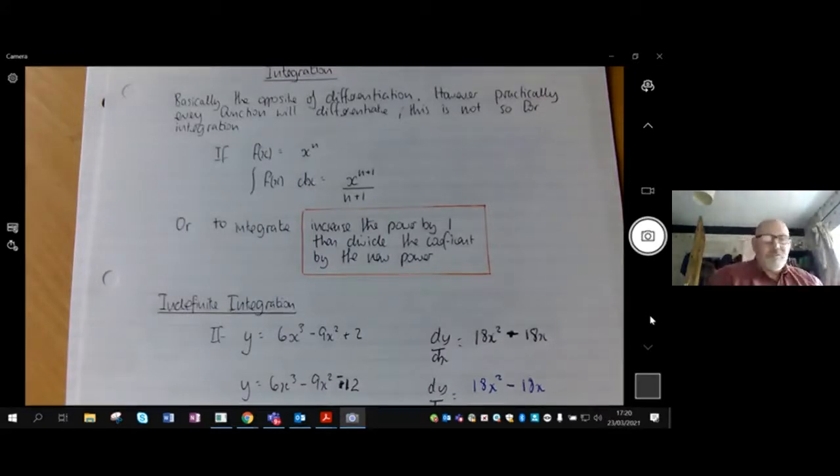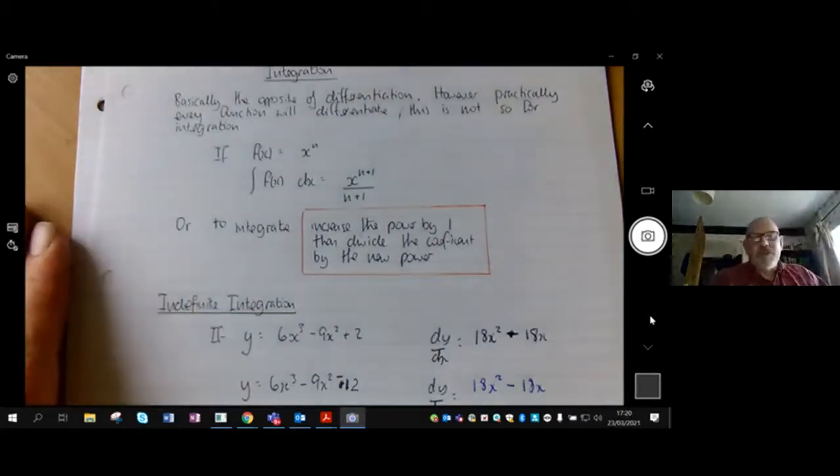Now, for people who were in the lesson or the session last week, or if you've downloaded it and looked at it, I hope you've looked at the questions from the textbook where I cut it all up and made a bit of an untidy worksheet. But it is important that you are happy integrating. Remember, it's the opposite of differentiation.